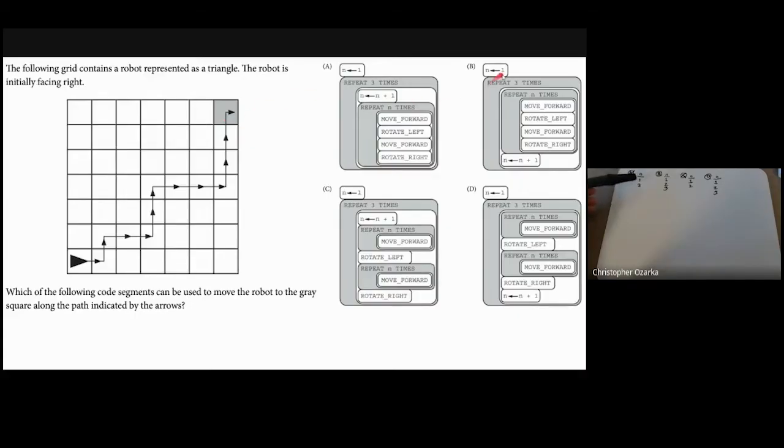Okay. Then we go to the next one. It says repeat 3 times. N is equal to 1. So I wrote N is equal to 1. So it repeats this 1 time. It's going to move forward, then rotate left, then move forward, and then rotate right.